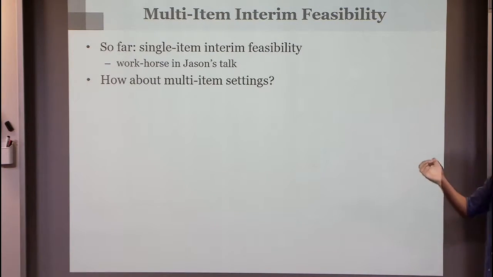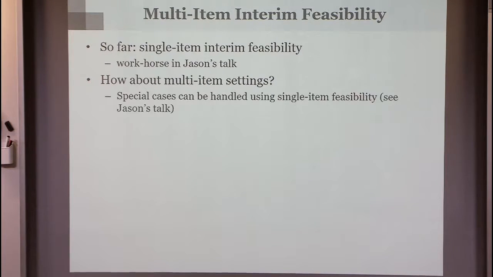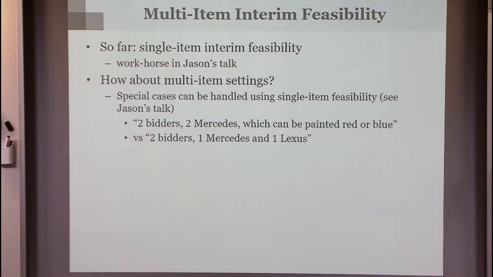But it doesn't always work for multi-dimensional settings, multi-item settings. It was used in Jason's talk to understand some multi-dimensional settings, but it doesn't always work. To give you a hint about the difference between a general multi-dimensional setting and what Jason was talking about, consider these two settings. One is you have two bidders and two Mercedes cars that can be painted either red or blue. Versus you have two bidders and two cars, one is a Mercedes and one is a Lexus, and you cannot paint the Lexus to make it a Mercedes.